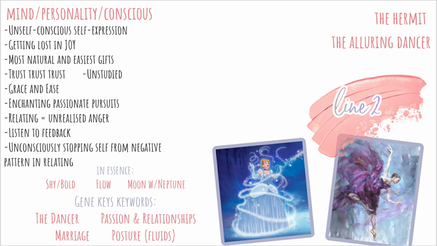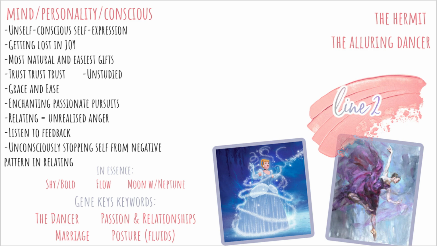The second line has an unstudied air about them. Like, if you're operating really well with the second line, you can almost not have to go to school or take a course or study something and still master that particular gift, because you're a natural at it. There's a certain amount of grace and ease that comes when the second line has trust in their gifts and they're using it. There's somewhat of an enchanting, passionate type of pursuit when they are absorbed in something that they want to do. It can almost feel like an infatuation, and that's kind of what they are here to do. They're here to be infatuated with something in their life.